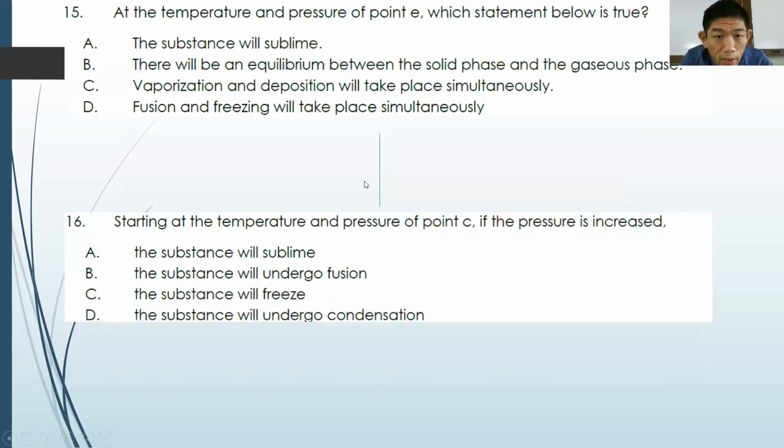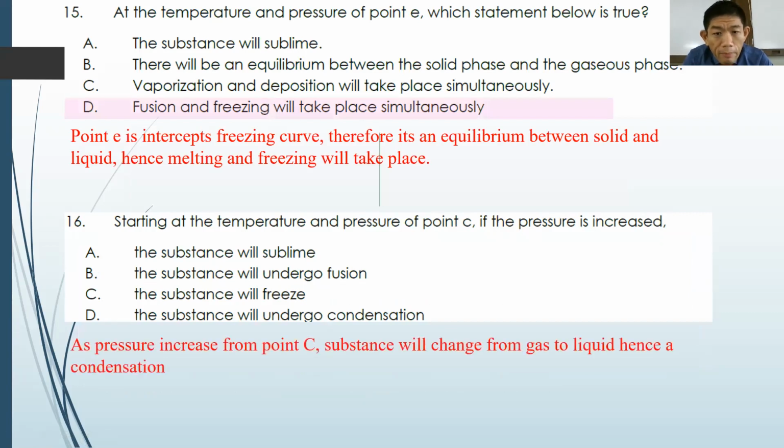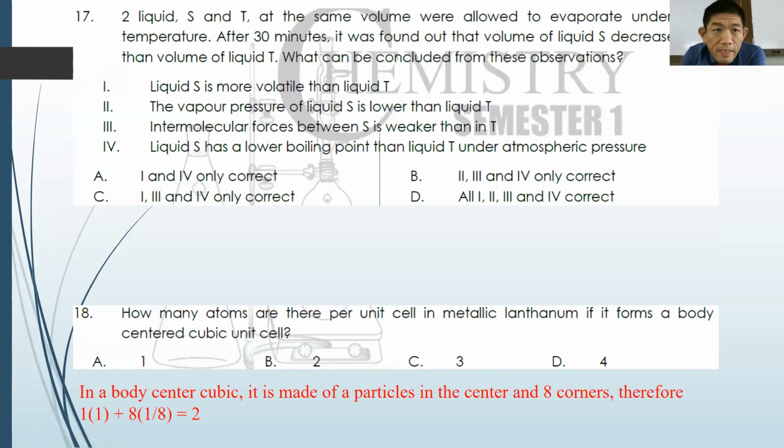Let's have a look. If the pressure is increased, it changes from gas to liquid. So from gas to liquid is the process of condensation. So the best answer here is D. That is for number 16. Then we go to number 17.